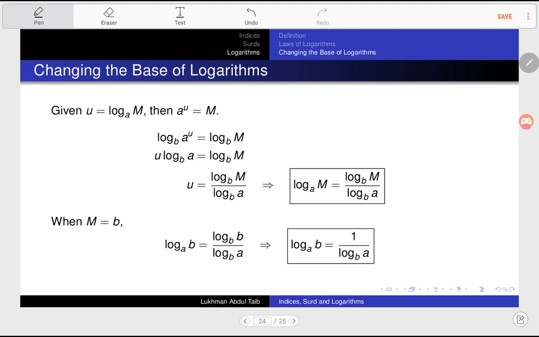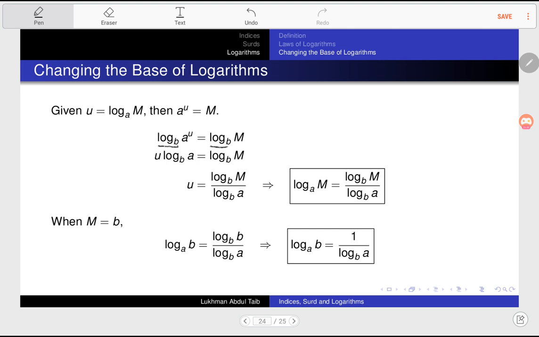We start with u equals log M to the base A. Given that, we have A to the power of u equals M. Up until here, what we do is put on both sides another logarithm, that is log to the base of b.